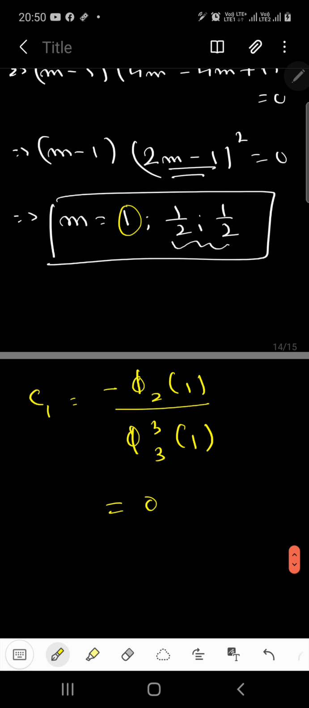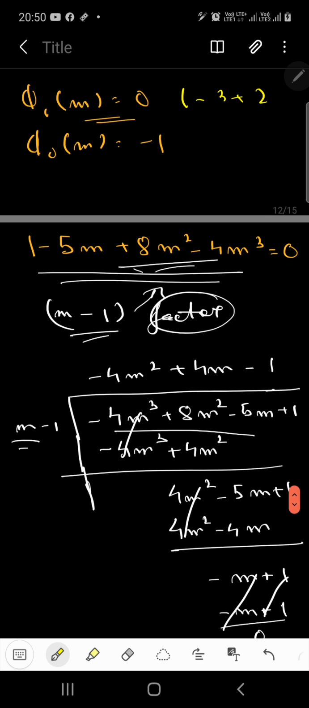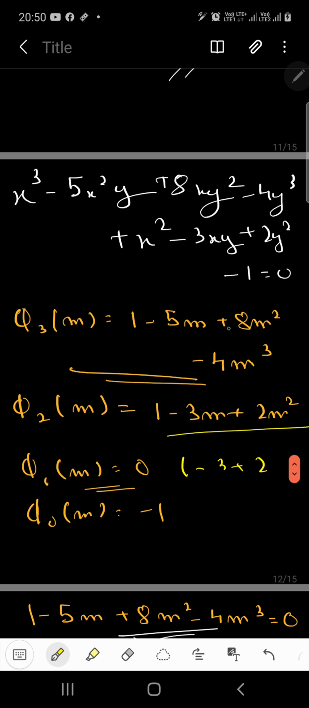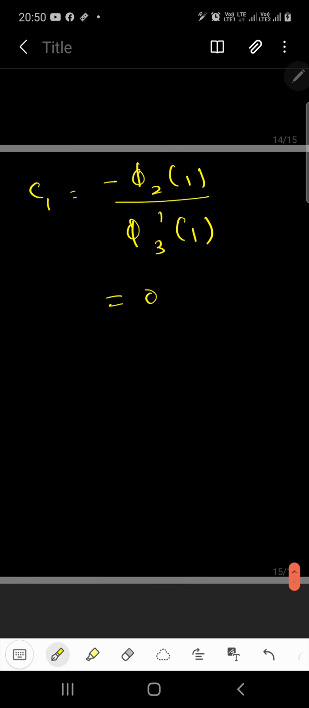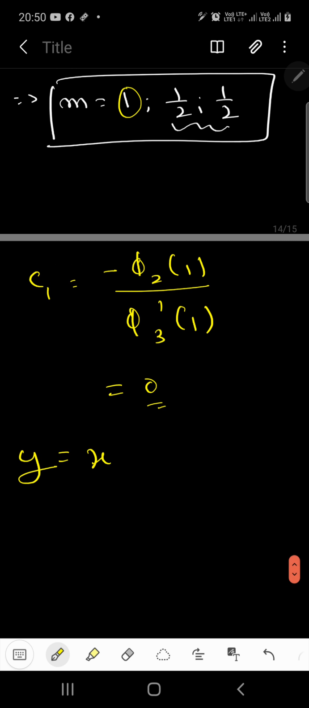You can check whether the denominator is 0 or not. So phi 3 dash: if you differentiate, the first derivative becomes minus 5 plus 16m minus 12m square. Putting m equal to 1, you get minus 5 plus 16 minus 12, which eventually gives you minus 1. So the denominator is not equal to 0, and your C1 is 0. So the first equation of the oblique asymptote is y equals x.